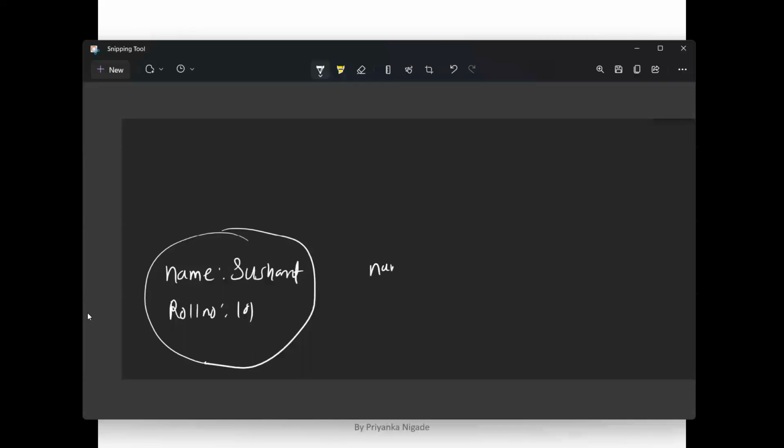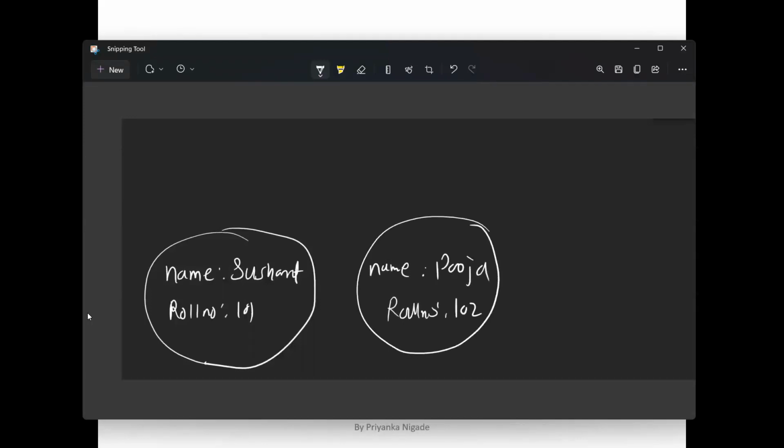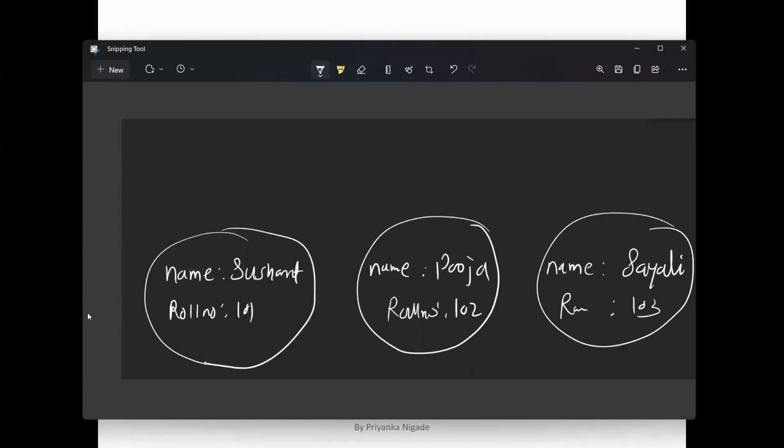Suppose I have another name, let's say Pooja. Suppose her roll number is 102. Correct? This is another object. Suppose I have another object, let's say the name is Siley, and her roll number is maybe 103. So every user has different data. So data can be different, guys.